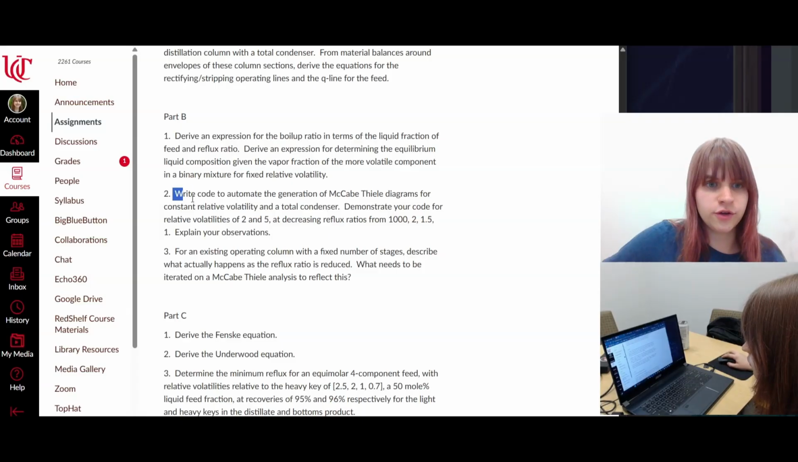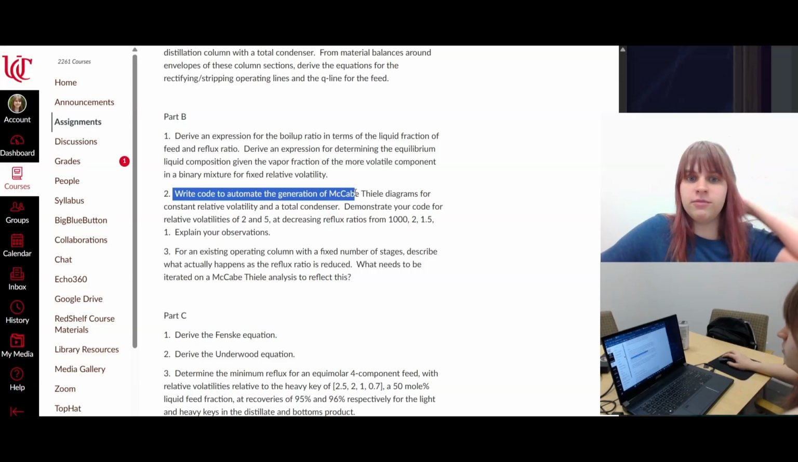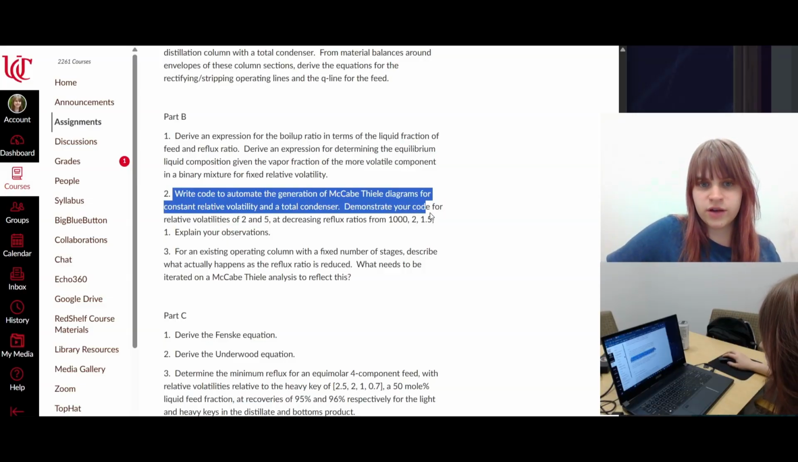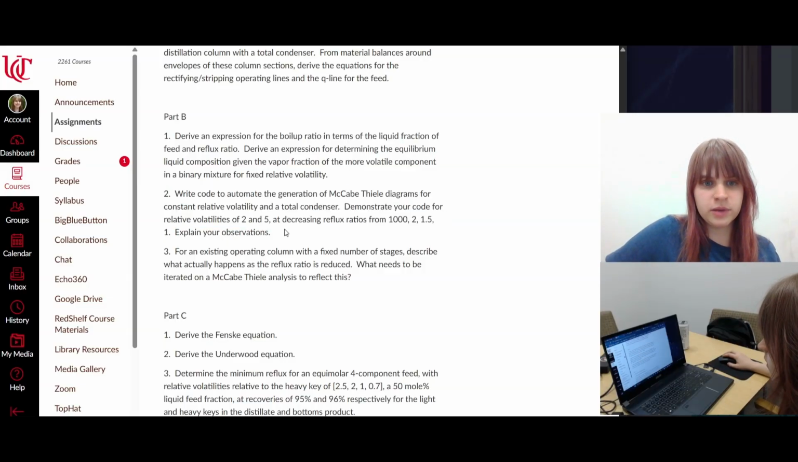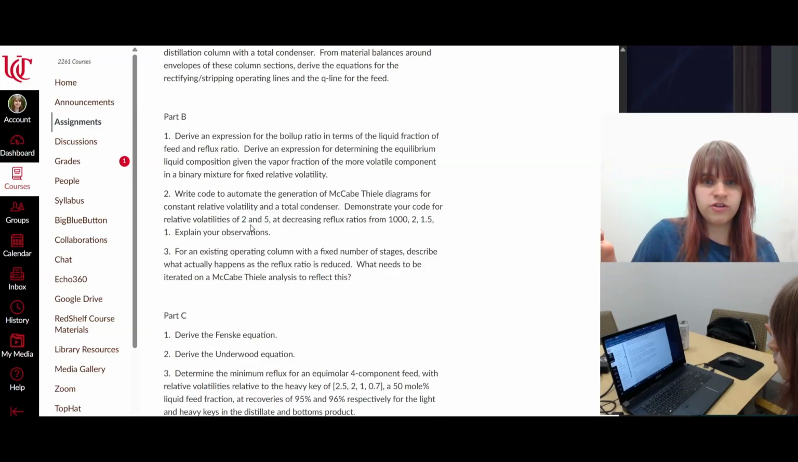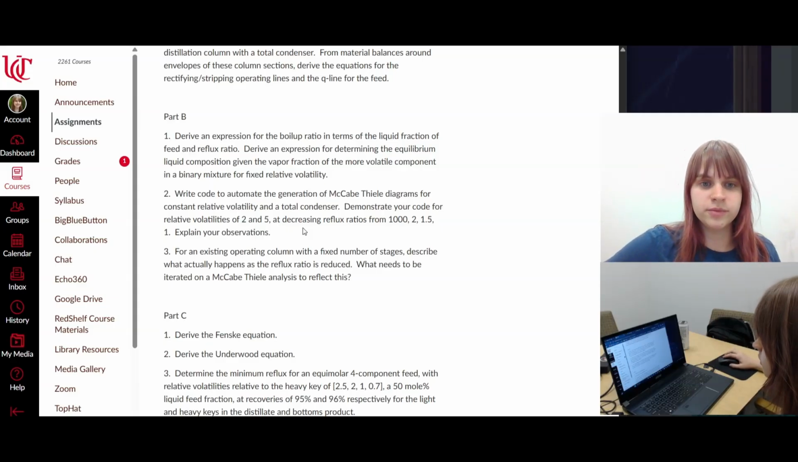And so I think we covered all the bases here. We automated the generation of our McCabe Thiele diagram, depending on your chosen relative volatility as well as reflux ratio. And I explained what happens when those change. A higher relative volatility means it's easier to separate and it'll need fewer stages. A higher reflux ratio basically means you're approaching that 45-degree line and you will have your minimum number of stages.